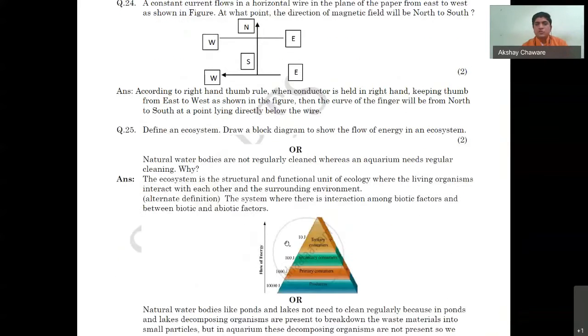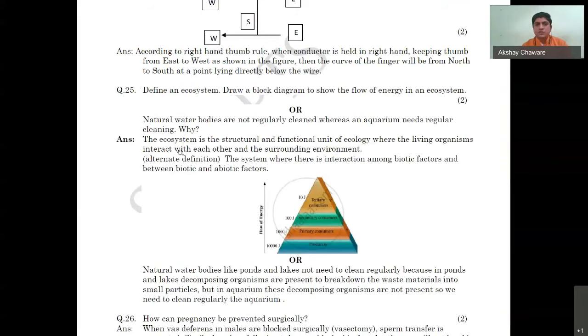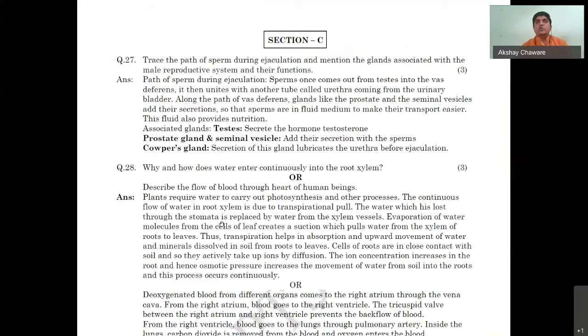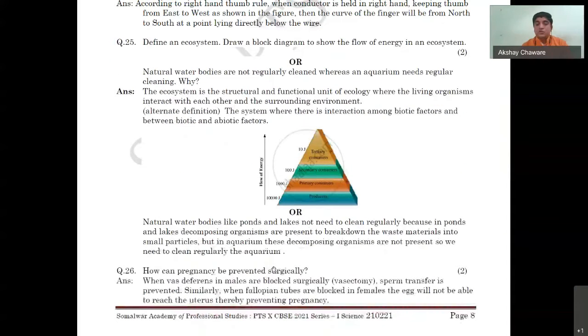Ecosystem, a very easy question. You have to just define ecosystem. Definition carries 1 mark and block diagram carries 1 mark. How can pregnancy be prevented surgically? So you have to mention surgical methods only. Many students have mentioned other methods also, but marks will be given for surgical methods only.